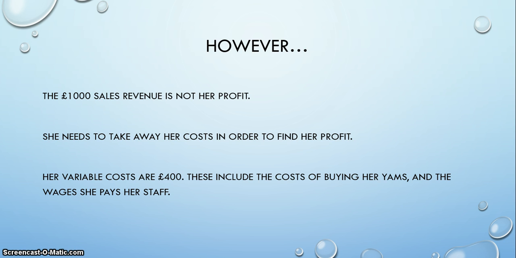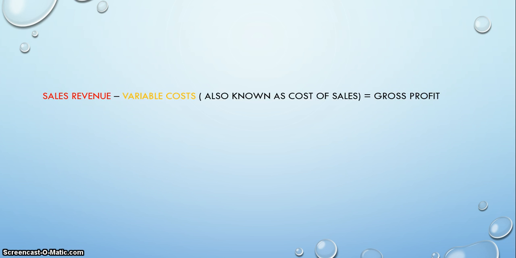So she's made £1,000 revenue, and now she's got variable costs. If you take your revenue and you minus your variable costs away, which sometimes are known as cost of sales, you get gross profit. So 1,000 minus 400, £600 gross profit. Gross profit simply means how much did you make from your sales if you've taken away your variable cost.